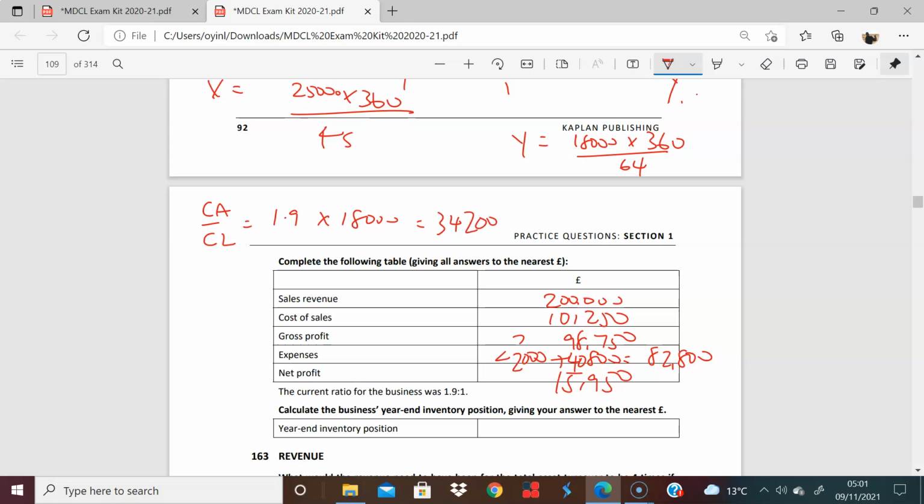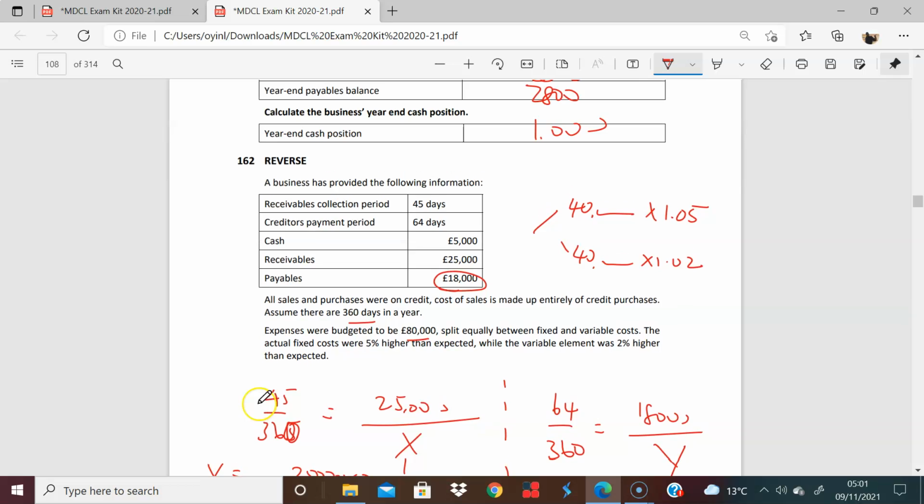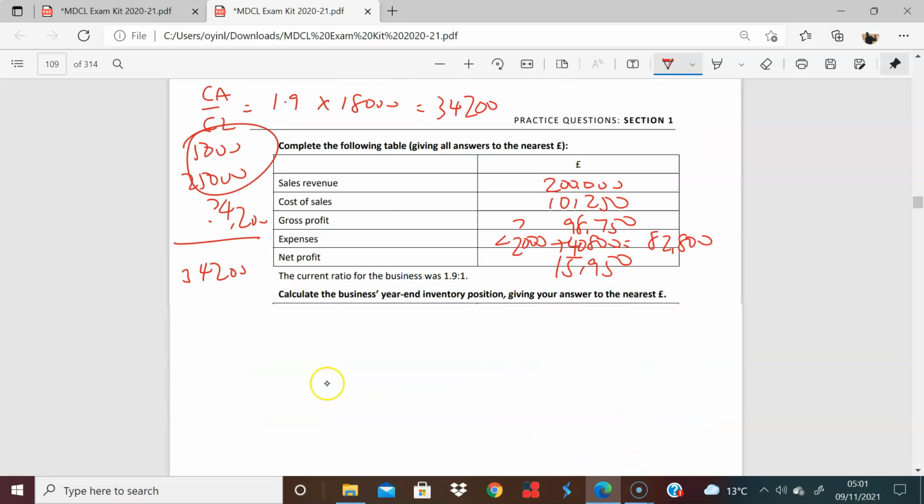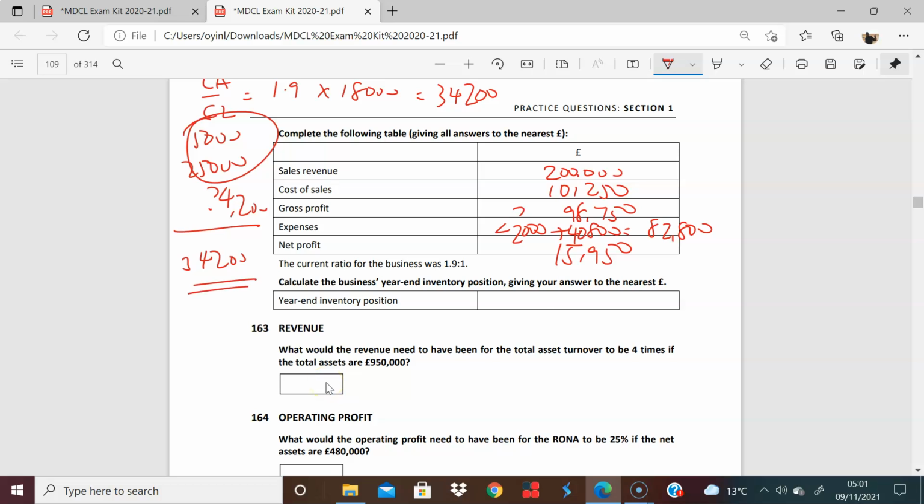So what do I know? I'm looking for my closing inventory. I have two of the assets, and I need the third. So I have cash and receivables of 5 and 25, all making 34,200. I'm missing inventory. And so, if this is 30,000, the difference must be 4,200. All three add up to those total assets. Cool, great stuff.